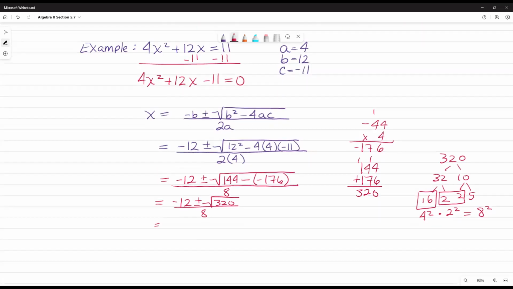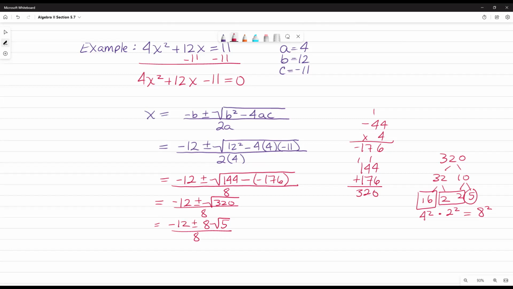So I'm going to simplify this to negative 12 plus or minus 8 square root of 5 over 8. I should probably check and make sure that's right. Oh, right, they reduced. Oh yeah, this is good practice in reducing.